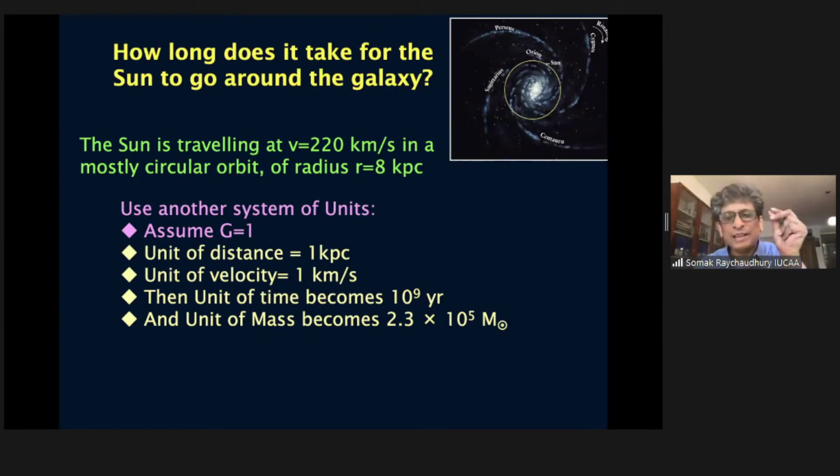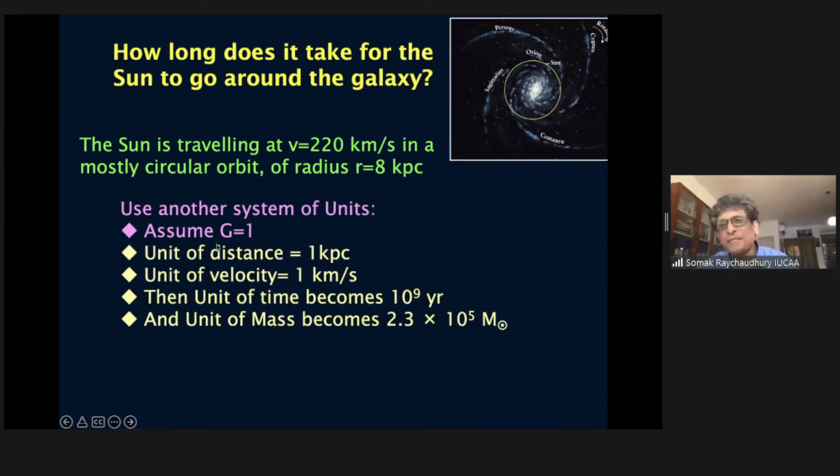You can fix 3 things in your head. I fixed G equals 1. I fixed the unit of distance to be 1 kiloparsec, because that's the scale that matters in a galaxy. And I fixed my unit of velocity to be 1 kilometer per second. Once you fix that, you can't fix anything else. Everything will depend on it.